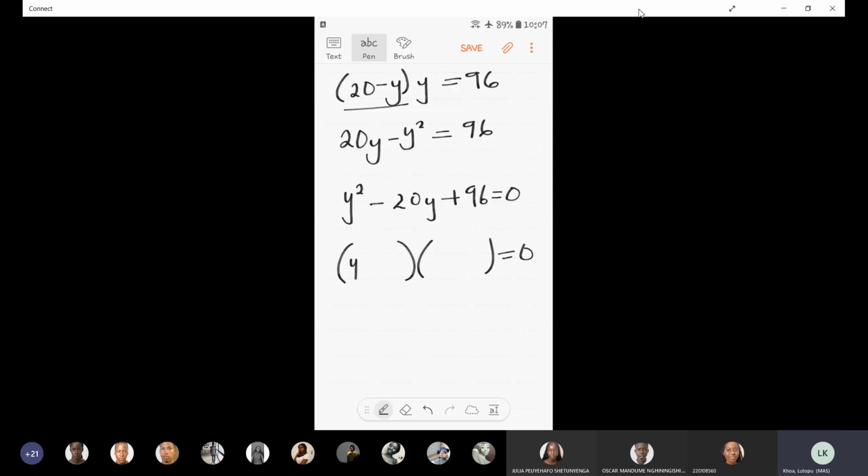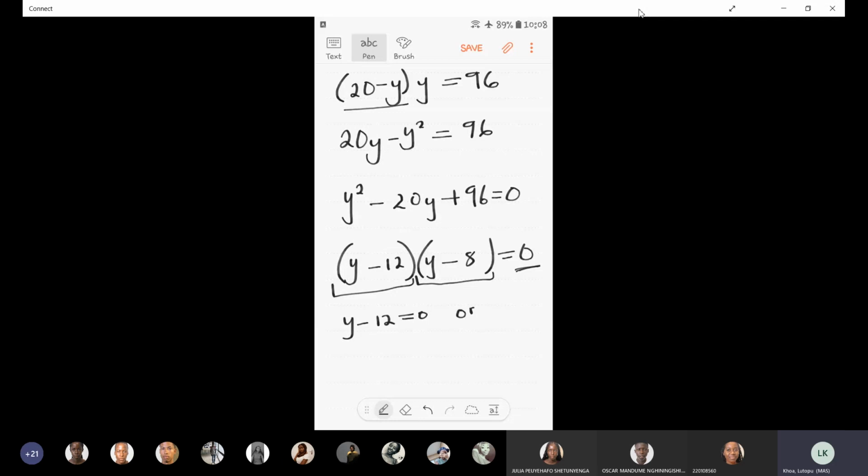So I put my y there, and I say my two numbers are negative 12 and negative 8. Then I have two terms multiplying, that one and that one. And because the answer is 0, only when it is equal to 0 can I then say y minus 12 is equal to 0. Yeah?